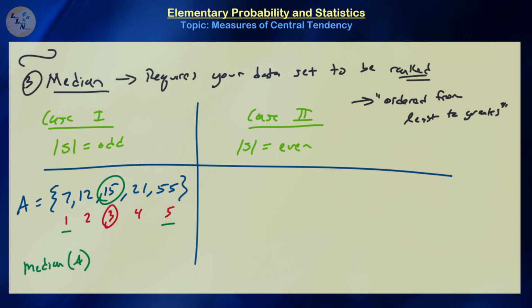And if the data set is odd, that means you're going to have an equal amount of elements to the left, less than, and to the right, greater than that particular element, or greater than or equal to if you have some repetition going on there.